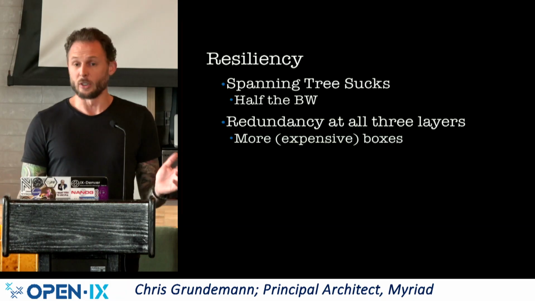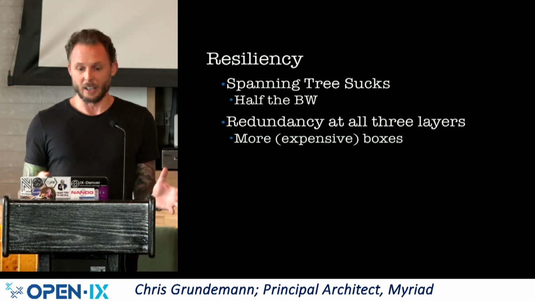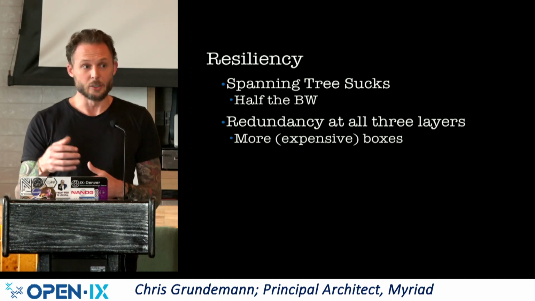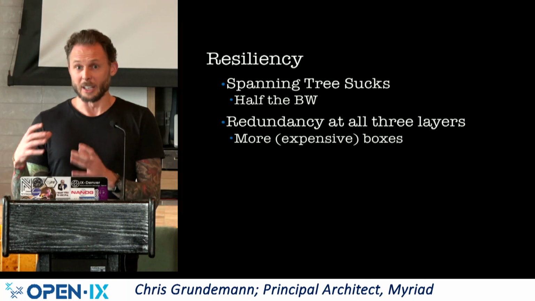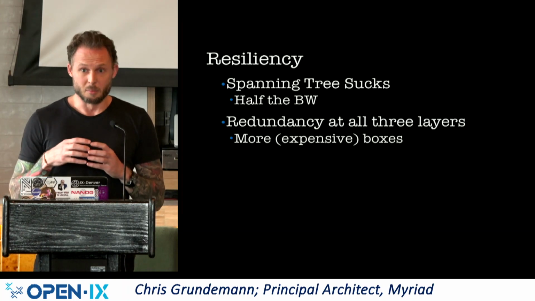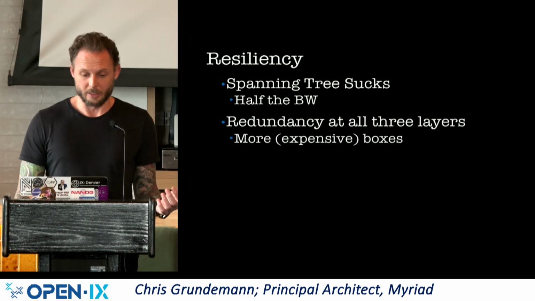Also resiliency, spanning tree sucks. You get half the bandwidth. Also, again, back to that scale up versus scale out. In order to get redundancy out of the three tiers, you have to grow all three tiers with big expensive boxes, right? You're talking about chassis, big iron at the core level, big chassis iron at the aggregation and distribution level, and just more and more boxes and hardware.